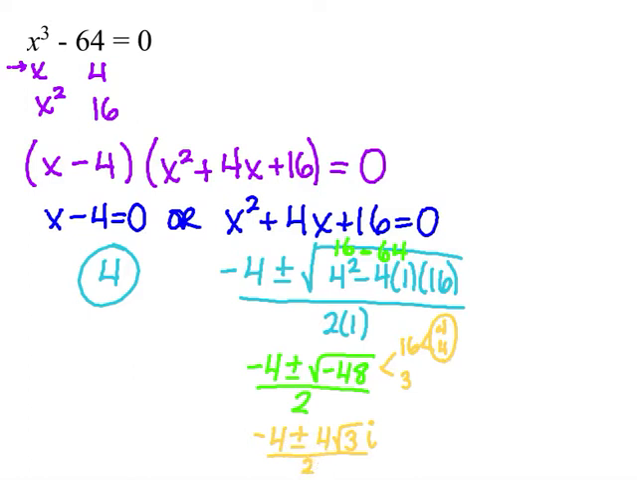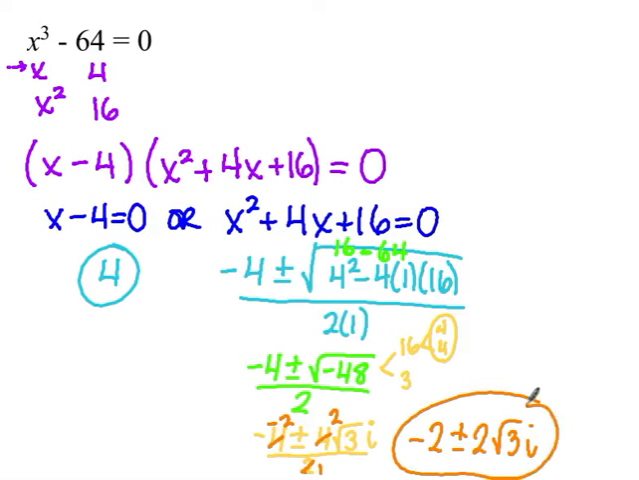Last but not least, what can you do? And we're about done. Cancel out a what? 2. So 2 goes into negative 4, negative 2. 2 goes into 4 2 times. So your answer is actually negative 2 plus or minus 2 root 3i. Okay, so that was probably a little more in depth, but you're going to have to do that on your homework.